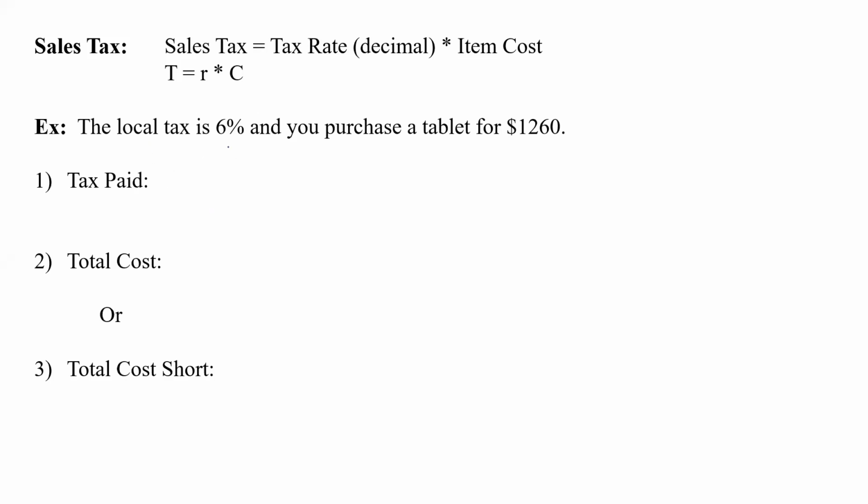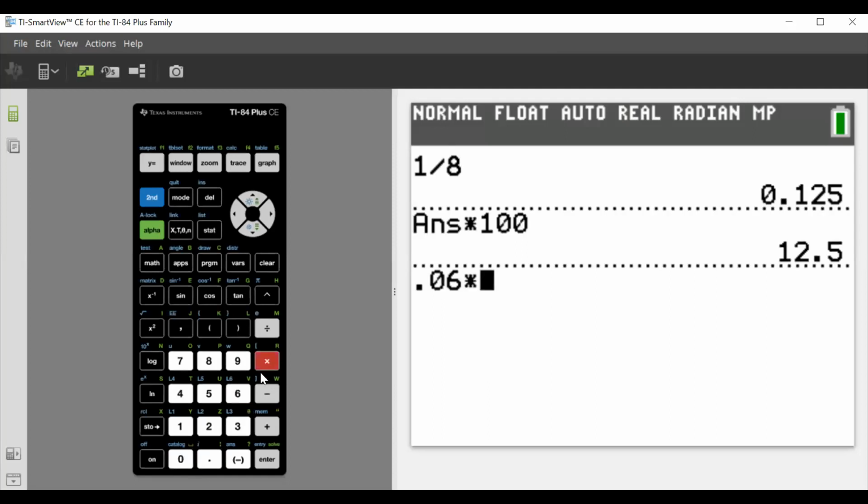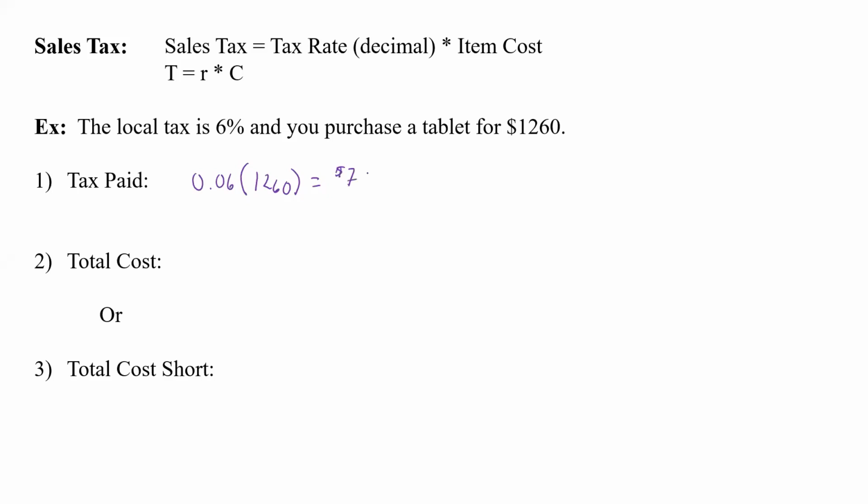Well, we're just going to have to take the percent here and convert it to a decimal. So remember, drop the percent sign and move it 2 places to the left. That becomes 0.06 times our item cost, which is 1260. So if we do that, let's go over to our calculator. So now we have 0.06 times 1260, and it gives us $75.60. So that's how much tax we paid for that tablet.